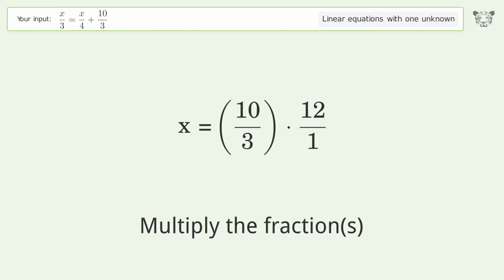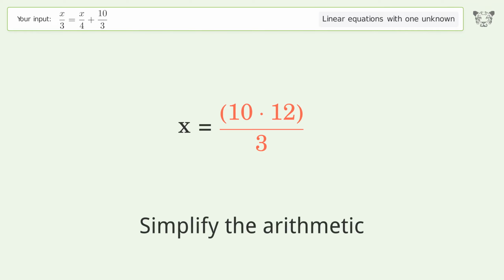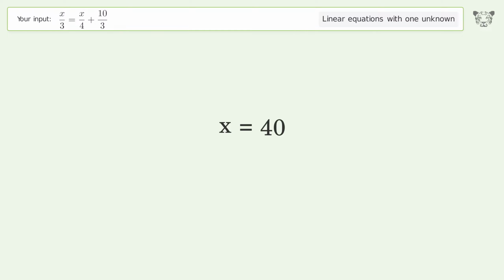Multiply the fractions. Simplify the arithmetic. And so the final result is x equals 40.